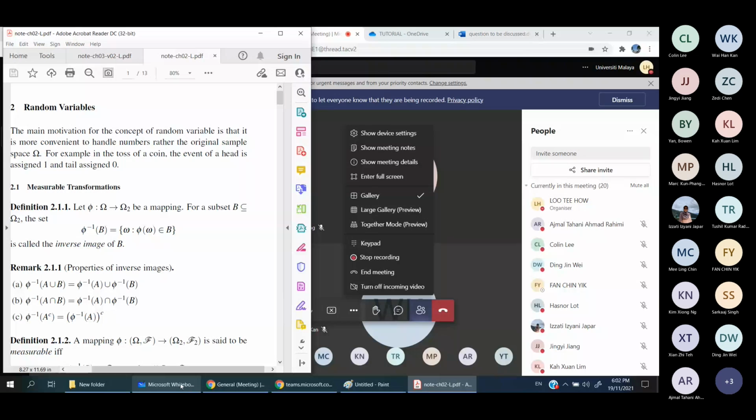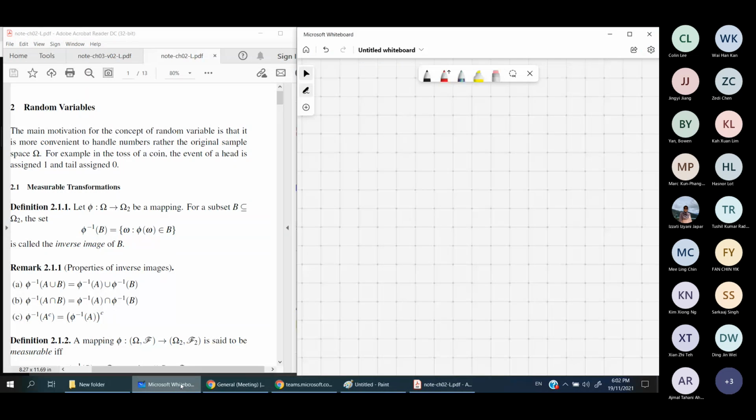Right, so this is chapter 2. Okay, before we start, maybe just to review some of the important concepts in these chapters, which is the random variables. First of all, let's look at the more general case over here. Just some revisions.